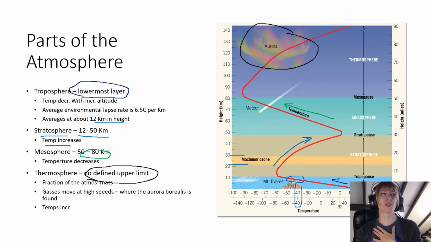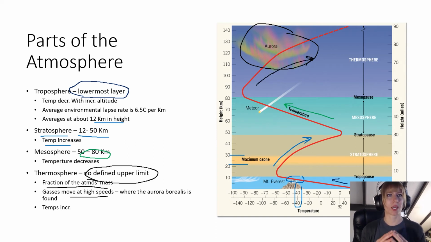And so this is only a fraction of atmospheric mass. Gases move at high speeds, and temperature increases, okay? So all these areas where we're having an increase in temperature, this is where our gases are moving super fast. And remember, speed generates heat, and so this is why this is happening.